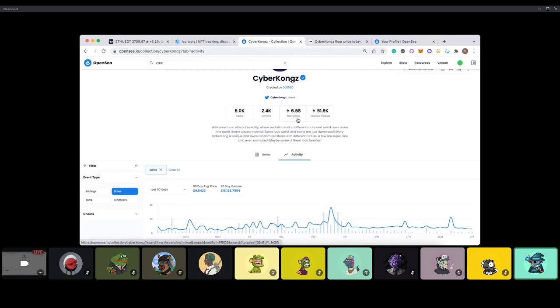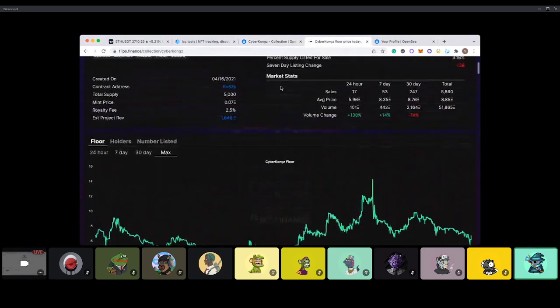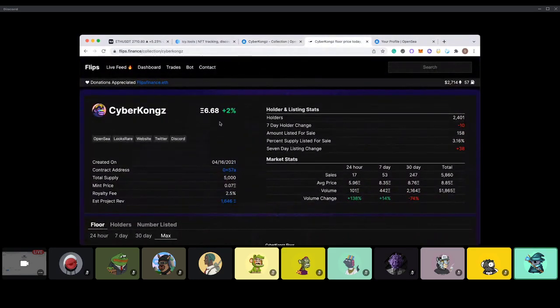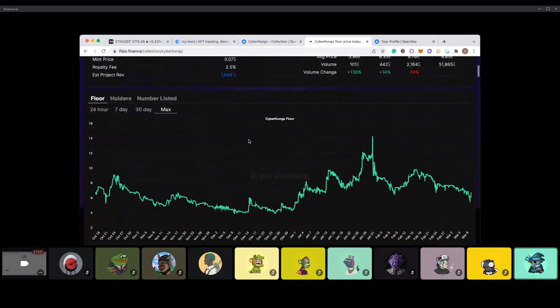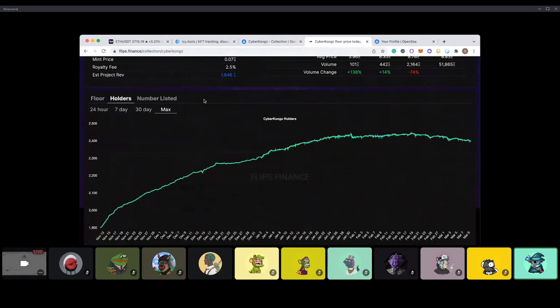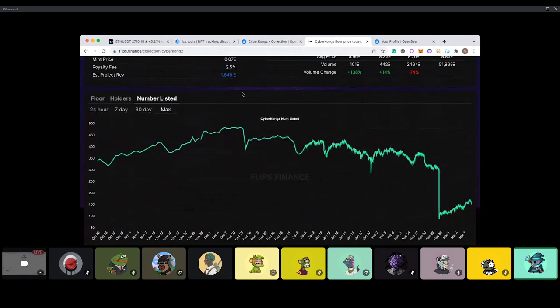Now we know that 3x is not exciting, so this is not a game I will personally play. I won't play a project that will 3x in the next 3 months. I want a project that will 10 to 20x. So this is a bad play for me. But this is how you can analyze it. This is why this tool comes in handy. It's free. So you see the real floor, holders, number listed.